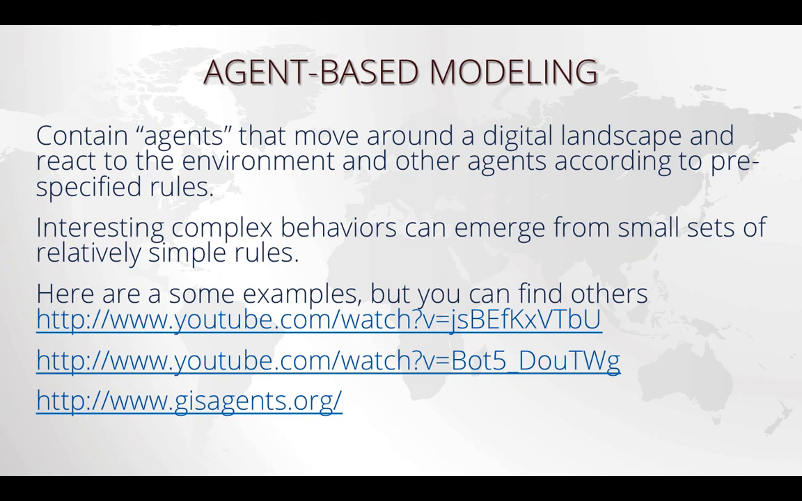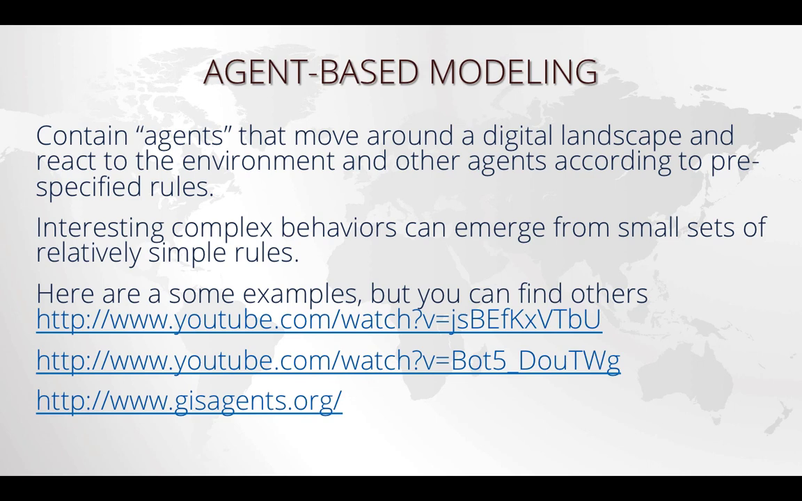Really, one of the future tracks of modeling in GIS is something called agent-based modeling. These are object-oriented models where you have agents that move around the digital landscape, and they interact with the environment. They can also interact with each other according to pre-specified rules that you set up.